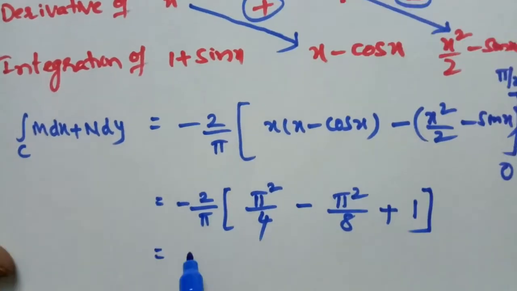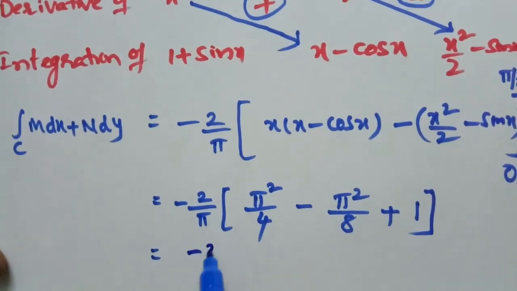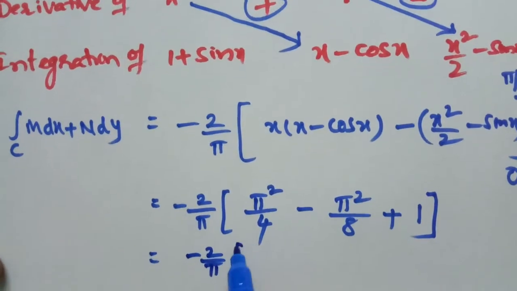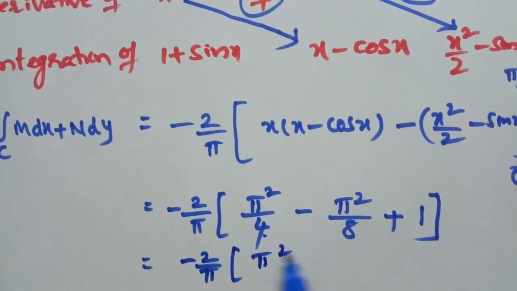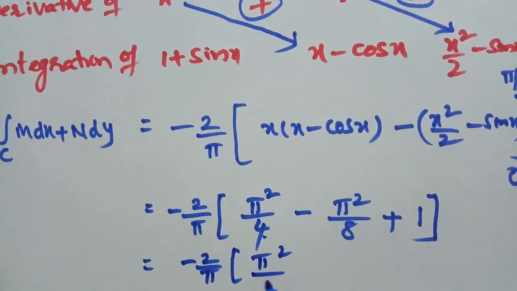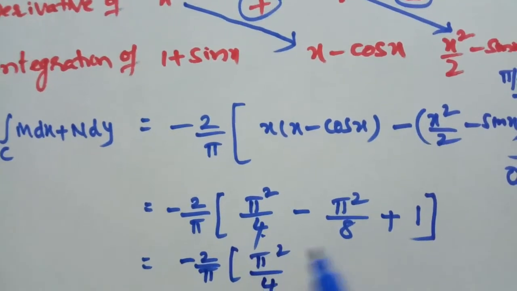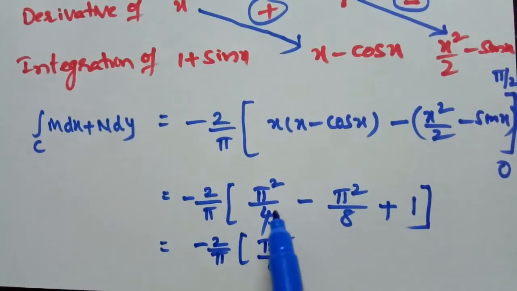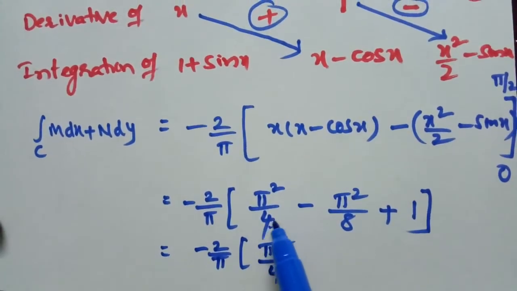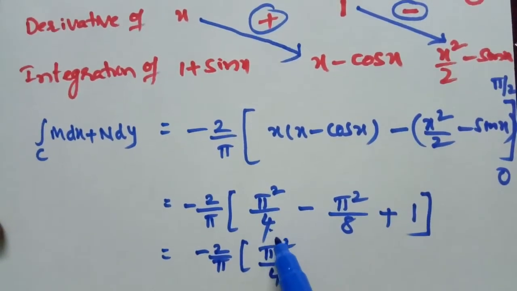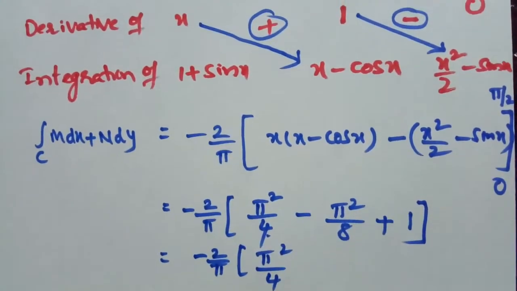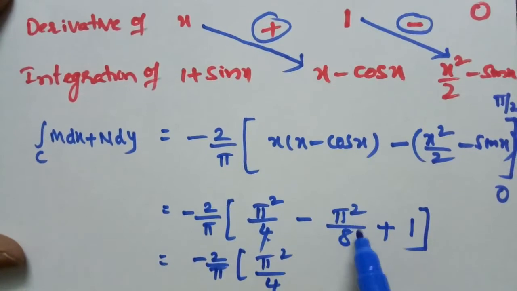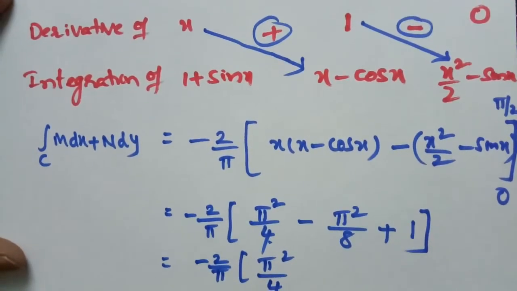Now minus 2 by pi into pi square by 4 minus pi square by 8. Pi square by 4 is a common factor, therefore 1 minus 1 by 2 becomes 1 by 2. Pi square by 4 into 1 by 2 is pi square by 8.